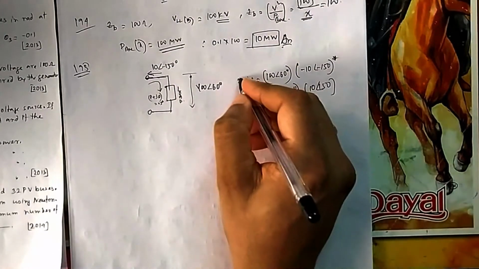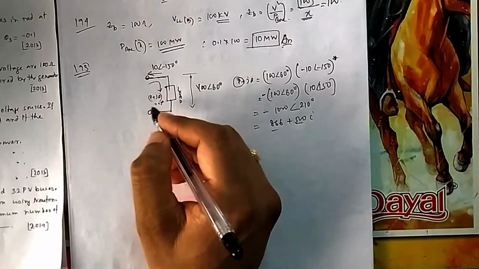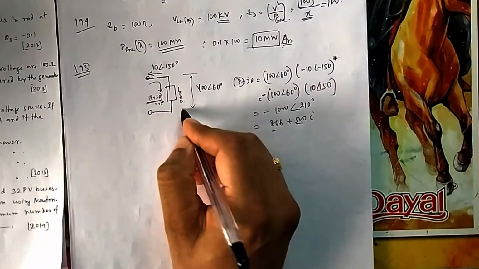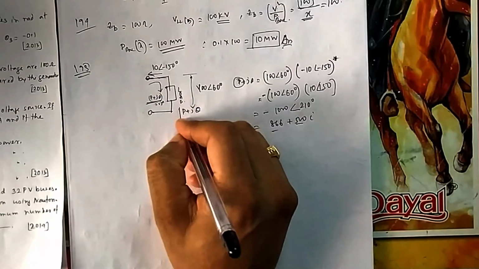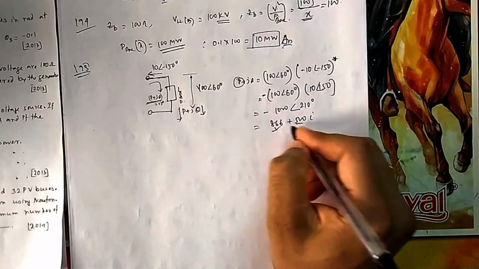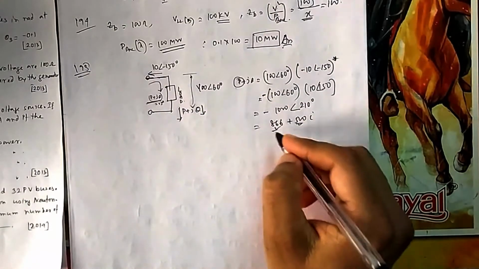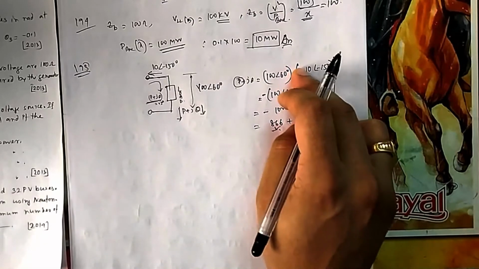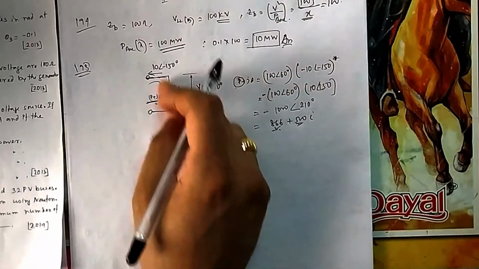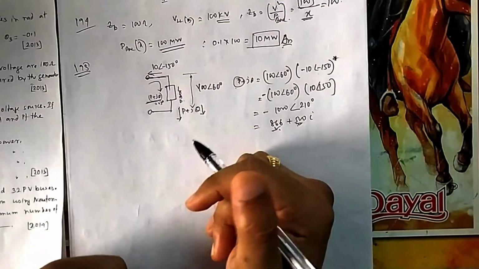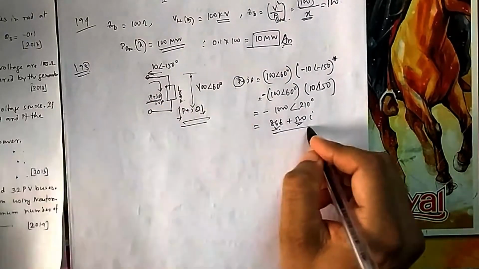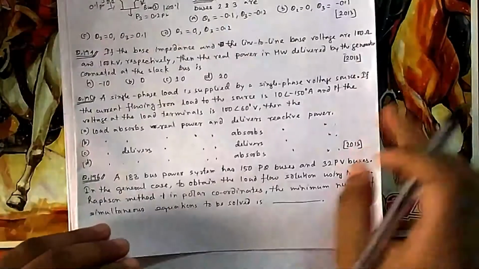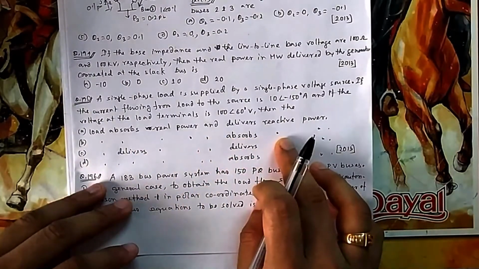So both are positive, that means yes, they are absorbing, because for loads, what is the format? If I write P plus jQ in terms of load, that means the load is absorbing P and the load is absorbing Q. Both are absorbed because both are positive. If you don't take this, then you will get minus. That means it is delivering negative power, which ultimately means it is absorbing. So it's better you go by load convention only. That's good, no confusion will be there. So it is absorbing both real and reactive power. That is your option B.